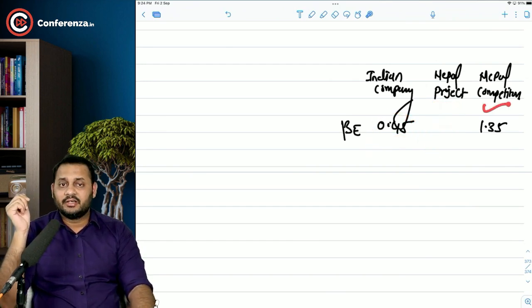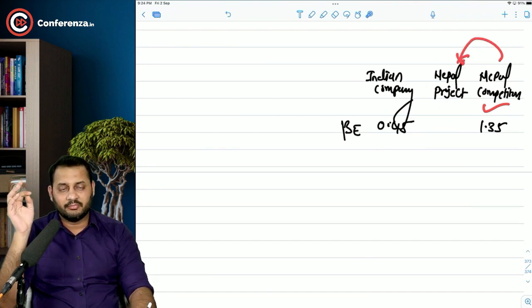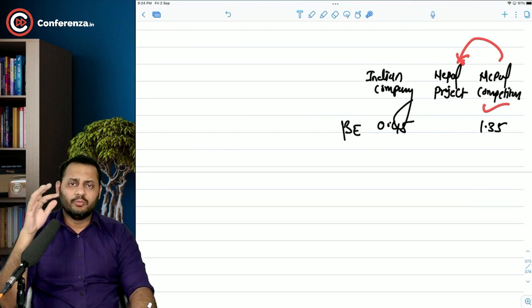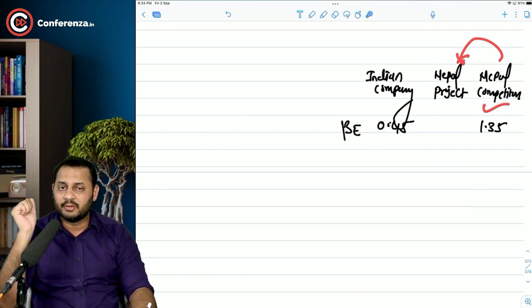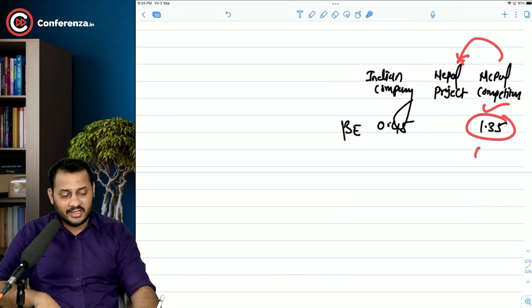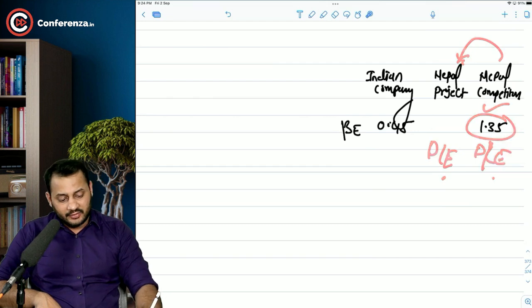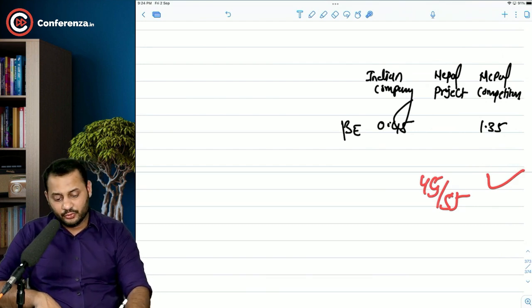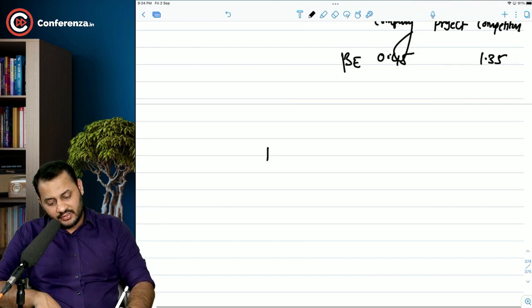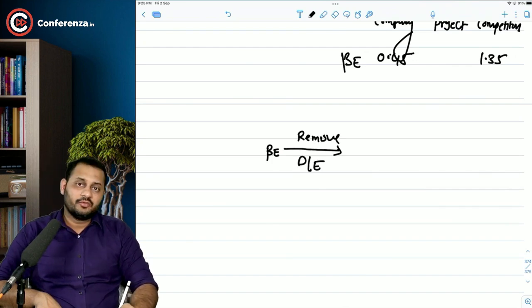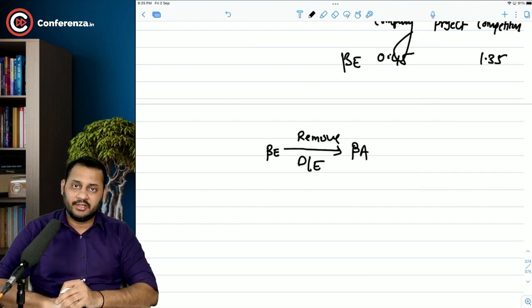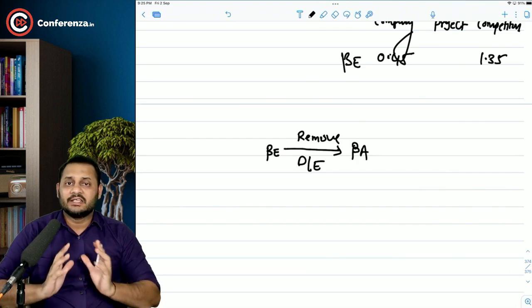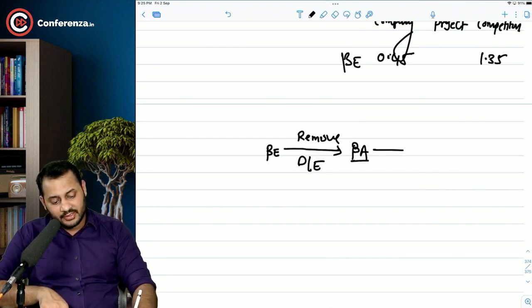Again, Nepal's competitor will match almost with the Nepali project that we are going to implement. But we cannot use this 1.35 because the debt equity ratio of the competitor is different from our debt equity ratio. Our debt equity ratio will be 45-55 and his debt equity ratio is something different. So what exactly do we have to do? It's very simple, sir. You take the equity beta of the competitor, remove its own debt equity ratio out of the equity beta and convert that to asset beta, meaning a company which only has equity, and this asset beta can be applied to our project.